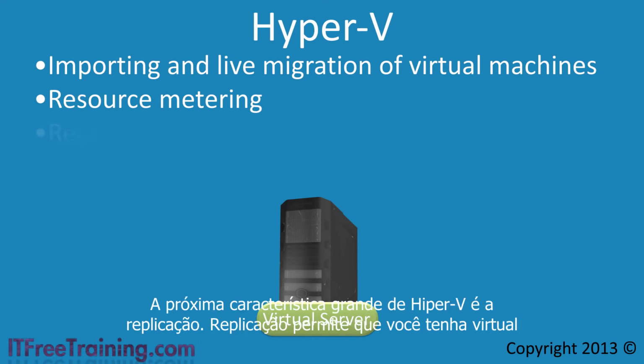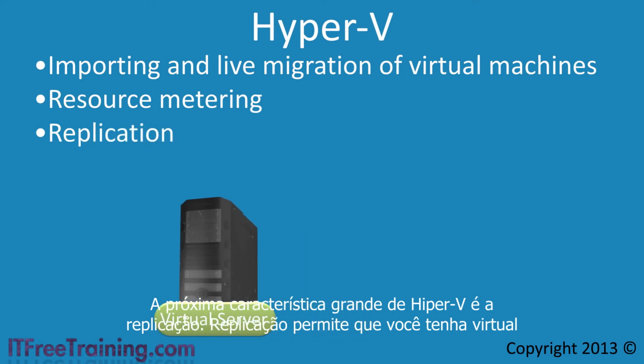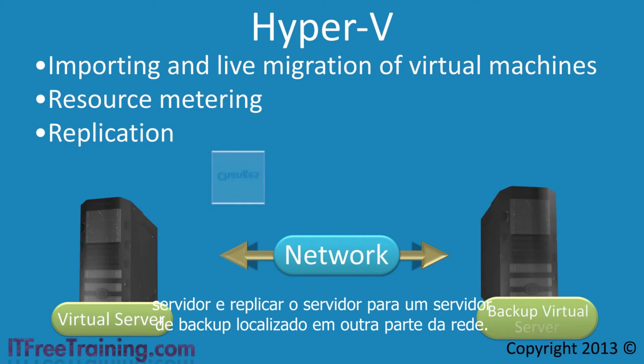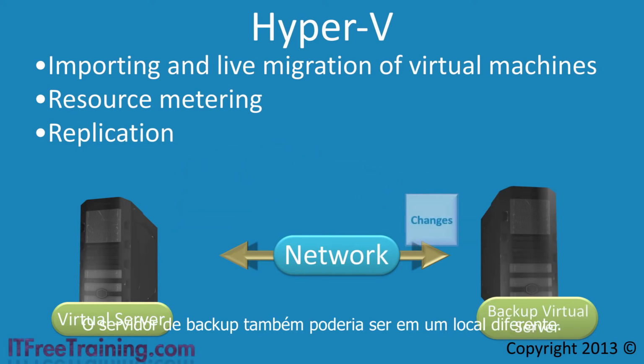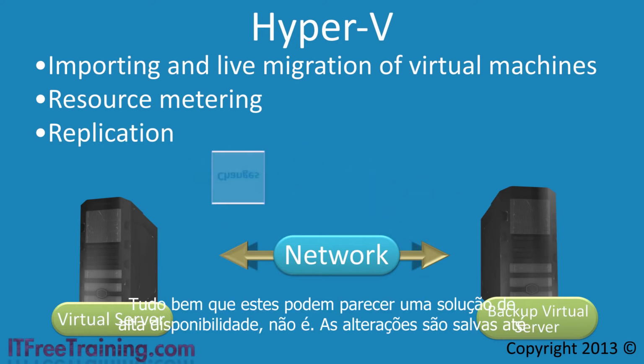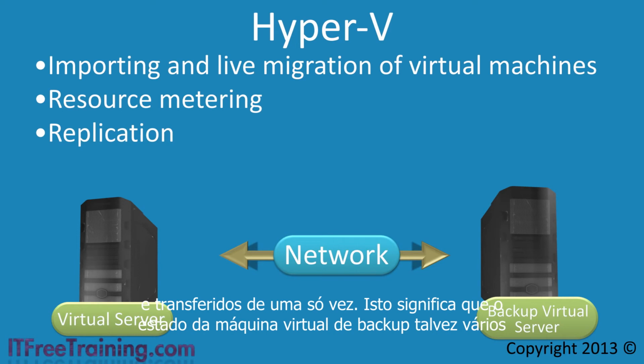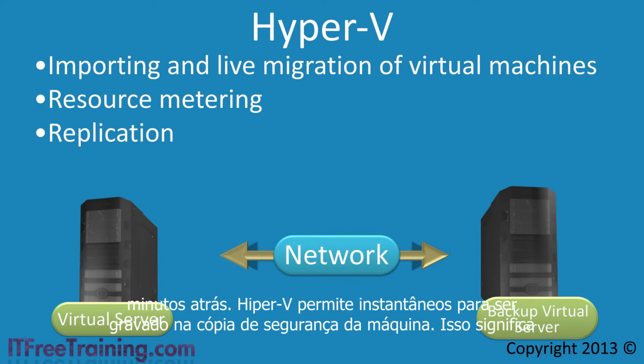The next big feature of Hyper-V is replication. Replication allows you to have one virtual server and replicate the server to a backup server located on another part of the network. The backup server could also be at a different site. Although this may seem like a high availability solution, it is not. Changes are saved up and transferred at once. This means the state of the backup virtual machine may be several minutes behind.